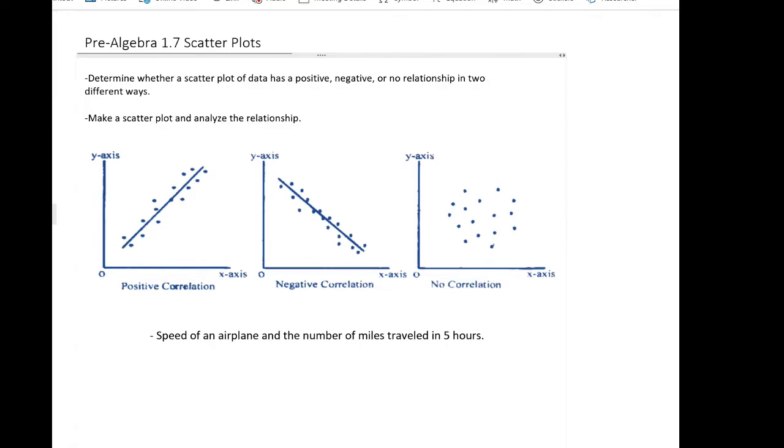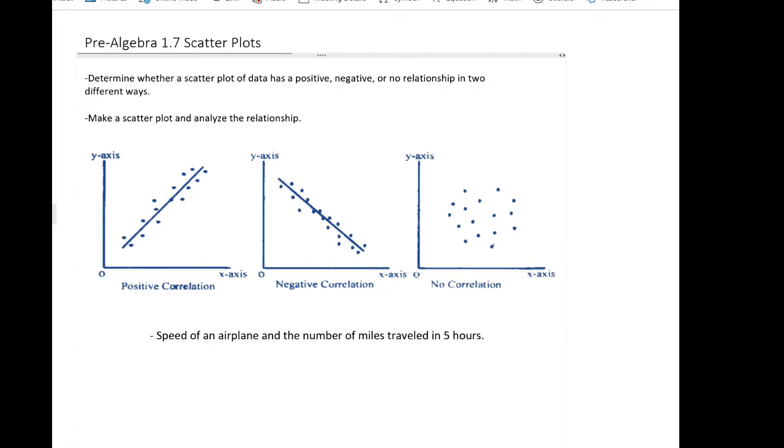So hopefully you've been a little bit familiar with scatter plots in the past, but if not, hopefully we'll give you a good introduction. So in this section, we're going to determine whether a scatter plot of data has a positive or negative relationship or no relationship at all. And then we're also going to make a scatter plot and analyze the relationship.